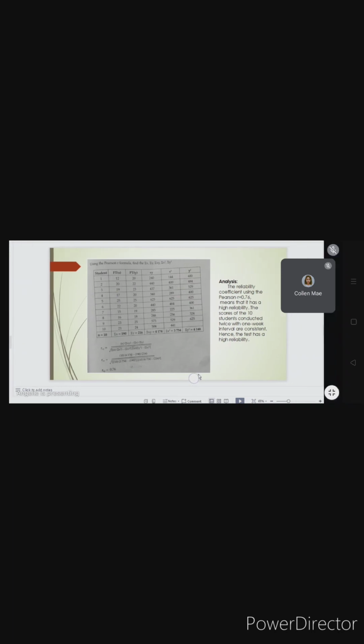So go back to the level of reliability of coefficient. So the interpretation, since the result is 0.76, it falls in the third level. It is good for classroom test. There are probably few items that need to be improved. So the analysis for this is the reliability coefficient using the Pearson r of 0.76 means that it has a high reliability. The scores of the 10 students conducted twice with 1 week interval are consistent, hence the test has a high reliability. Next slide, please.